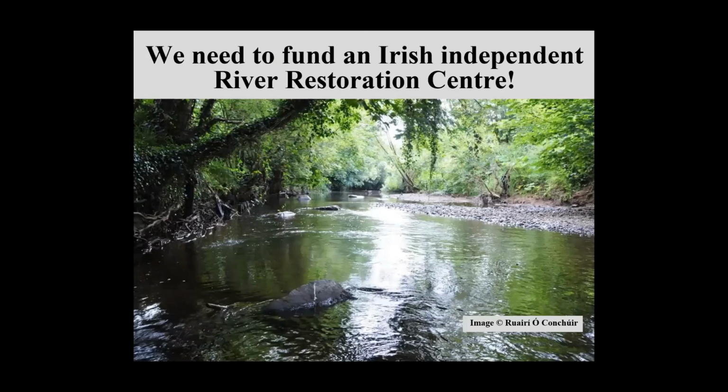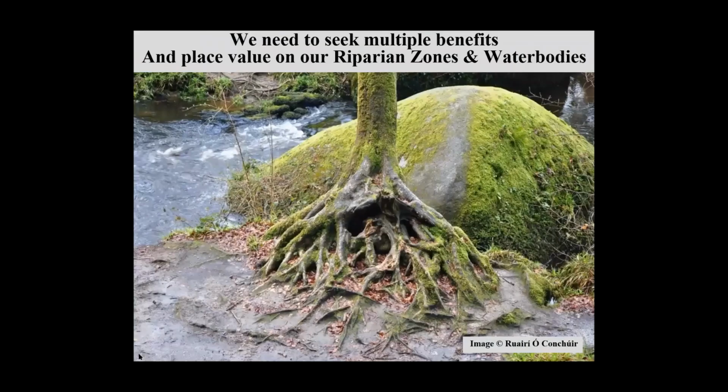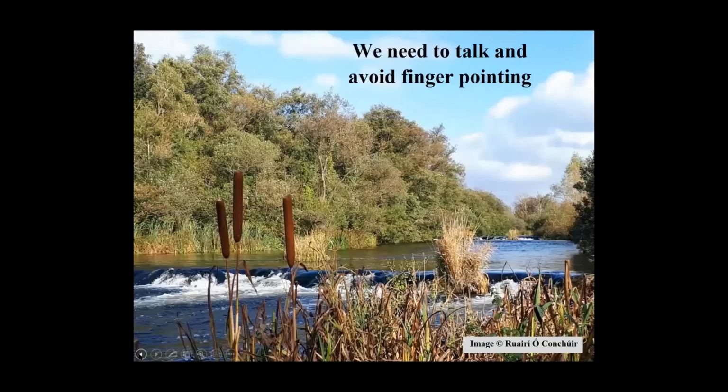We also need to talk and avoid finger pointing. So there's a lot of finger pointing at the moment around water quality, around the intensification of agriculture. It's critical that we actually look at the evidence and we avoid finger pointing. It's also important that we look at multiple benefits and place a value on riparian zones. One of the easiest ways to place a value on riparian zones is to plant trees.